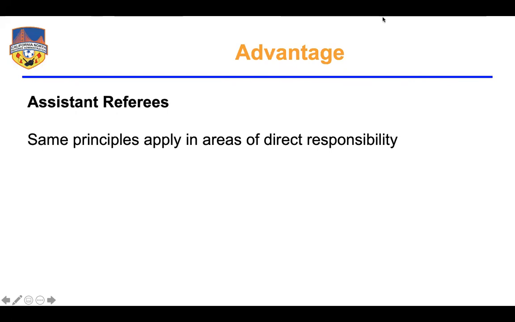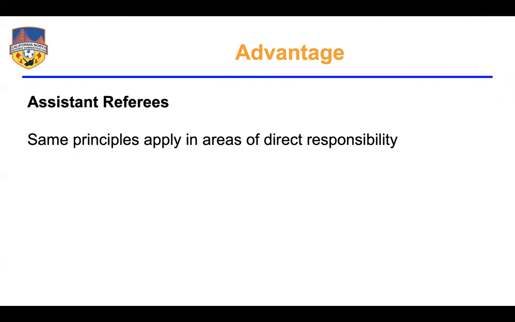For assistant referees, it's important to note the same principles apply in your areas of direct responsibility, but only the referee can actually formally award an advantage. So if a scenario exists where advantage might be present, assistant referees, we want you to factor in all the same considerations, look for the 4 Ps, see if they're present or not, but you don't get to be the one that decides if advantage is present.